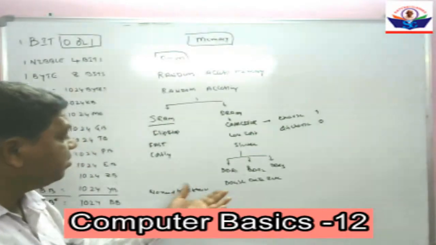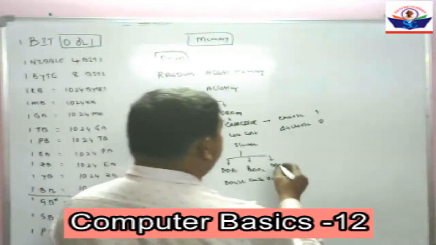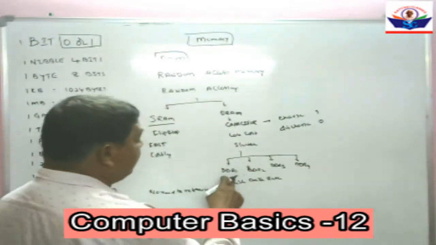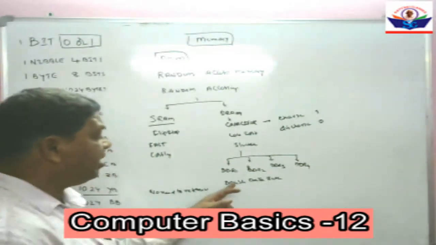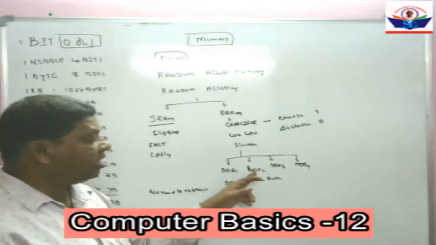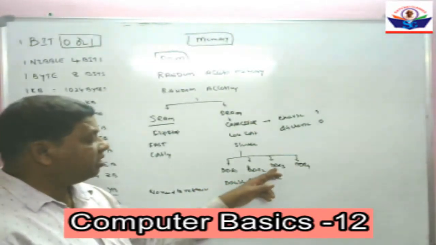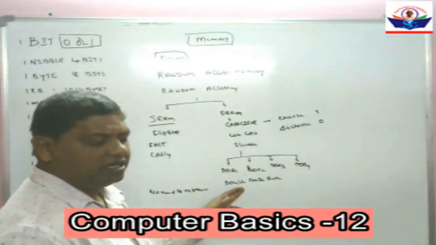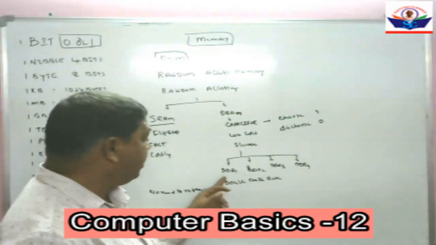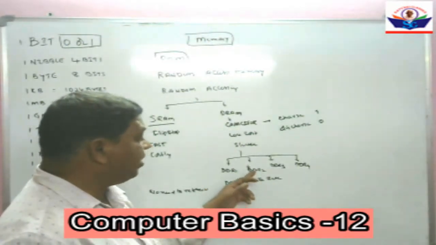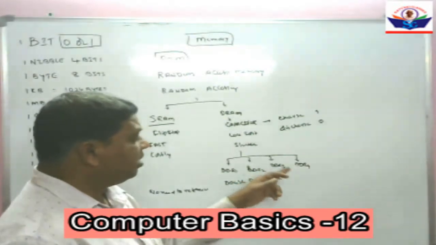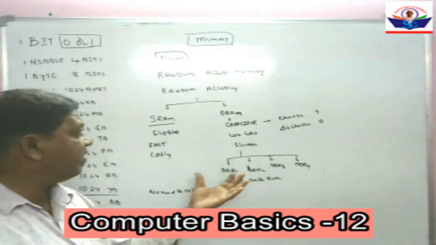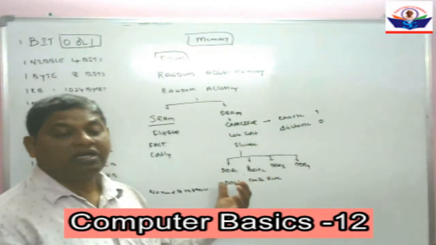Again under DRAM, we have DDR1, DDR2, DDR3, DDR4, and so on. DDR stands for double data rate. DDR1 is double data rate 1, DDR2 is double data rate 2, DDR3 is double data rate 3, DDR4 is double data rate 4. Nowadays, we can find these DDR RAMs in our laptops and desktops.